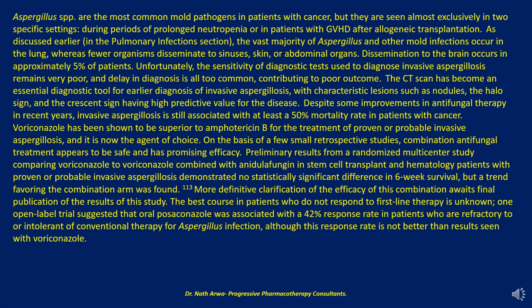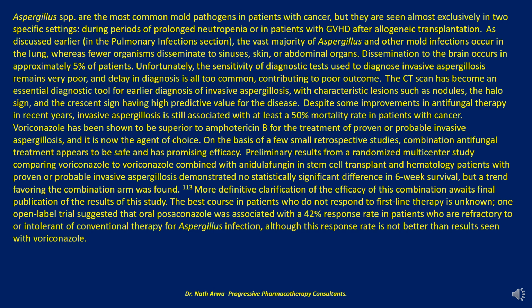Aspergillus species are the most common mold pathogens in patients with cancer, but they are seen almost exclusively in two specific settings: during periods of prolonged neutropenia or in patients with graft versus host disease after allogeneic transplantation. As discussed earlier, in the pulmonary infections section, the vast majority of Aspergillus and other mold infections occur in the lung, whereas fewer organisms disseminate to sinuses, skin, or abdominal organs. Dissemination to the brain occurs in approximately 5% of patients.